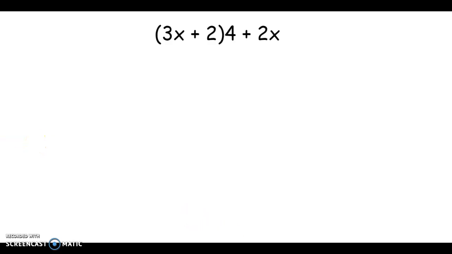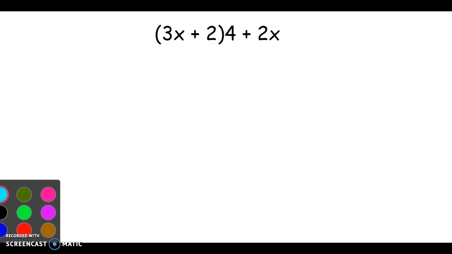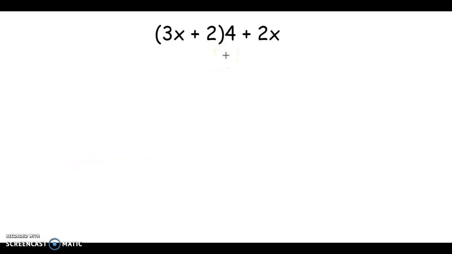So the first thing we are going to do is take a look at our parentheses, because we always have to remove parentheses before we do anything. Now what might be confusing you is you have the 4 sitting after the parentheses. Well, if it makes you feel more comfortable, just go ahead and rewrite it with the 4 in front of the parentheses, and then you will understand how to distribute a little bit better. There is nothing wrong with rewriting it so that you understand it a little bit better.